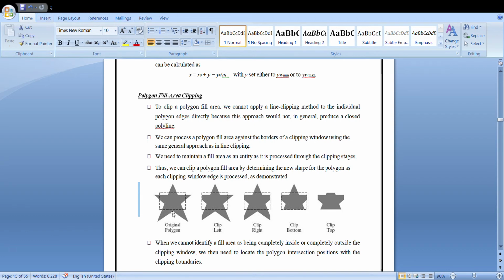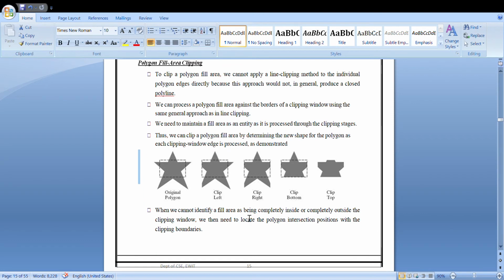In this image, you have an original polygon, a star kind of polygon. Here the dotted line is representing the clipping window. Our intention is that whatever is within this clipping window alone needs to be displayed. Whatever parts we have, the lines or projections outside your clipping window, we don't want displayed. So in our polygon fill area clipping, we apply it across the stages.